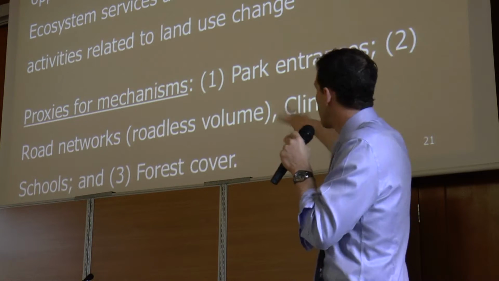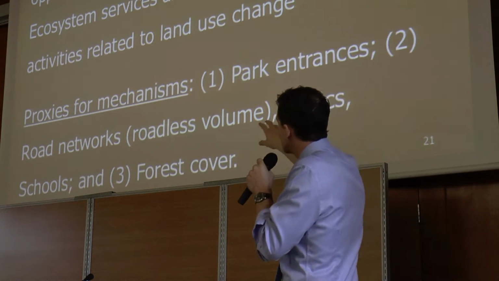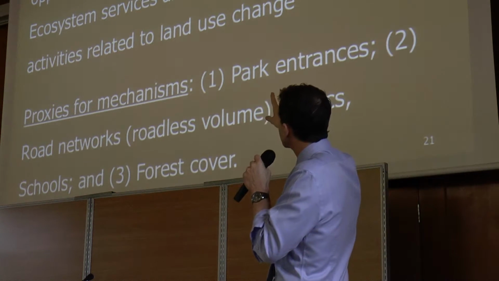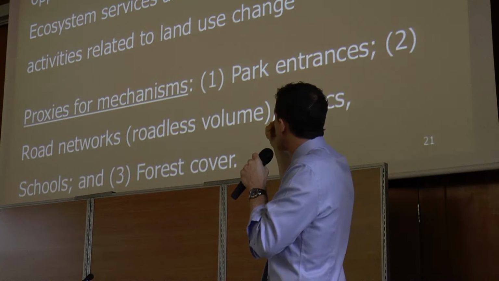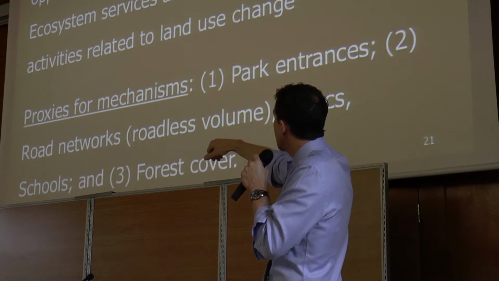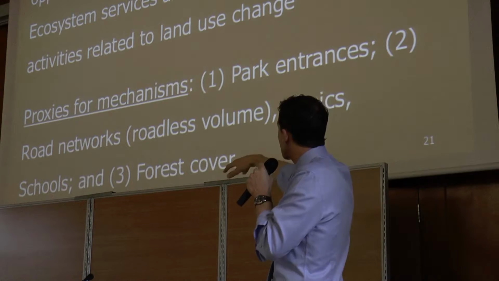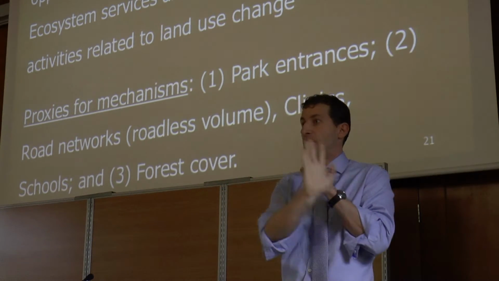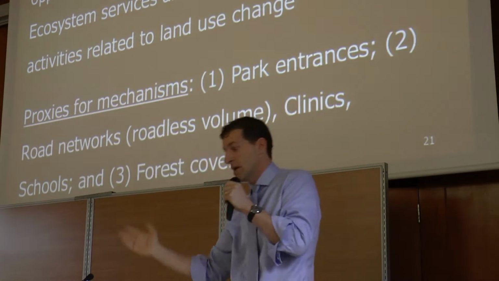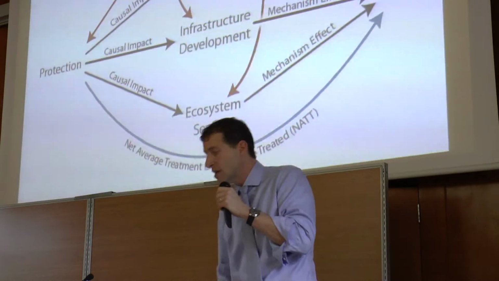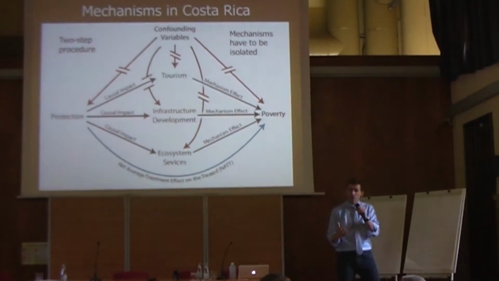Right? We can debate later, but we're just going to use park entrances as a proxy for tourism that we got from Alex's collaborator Juan Robolino and his colleagues. Road networks, clinics, schools, and forest cover. These are things that we have baseline values for, pre-protection and post-protection values. And now this is what we've got to do.